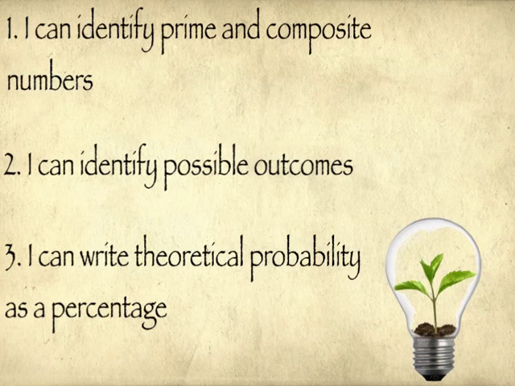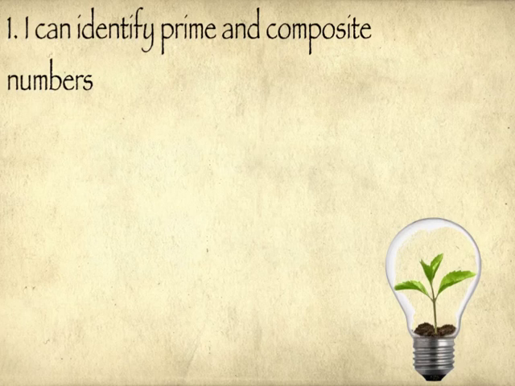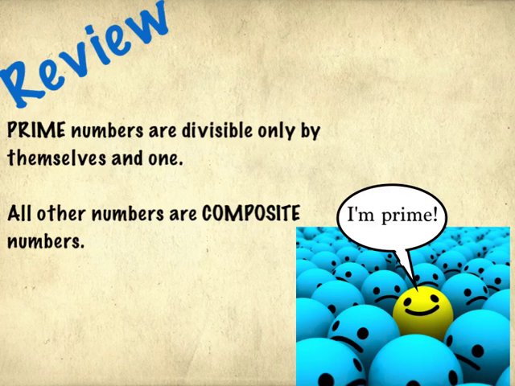Today is mostly a review. We're going to identify prime and composite numbers, we're going to identify possible outcomes, and we're going to write theoretical probabilities as percents. So let's start with a quick review about prime and composite numbers. Remember, prime numbers are divisible only by themselves and 1. All other numbers are composite numbers.